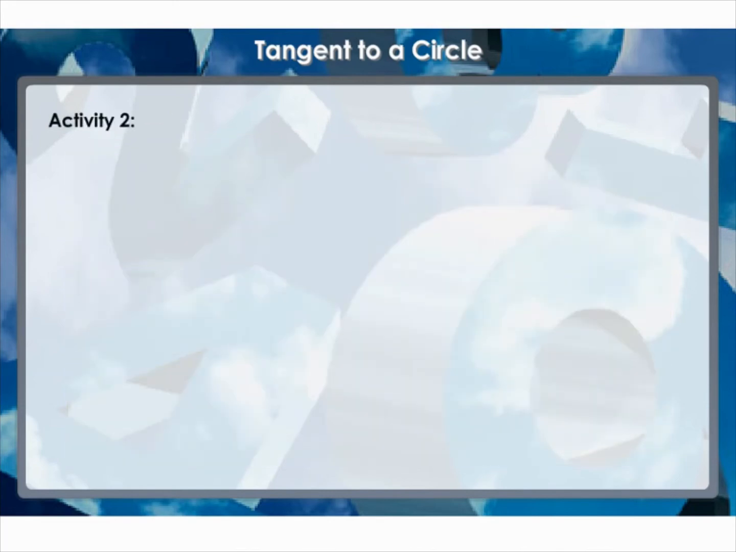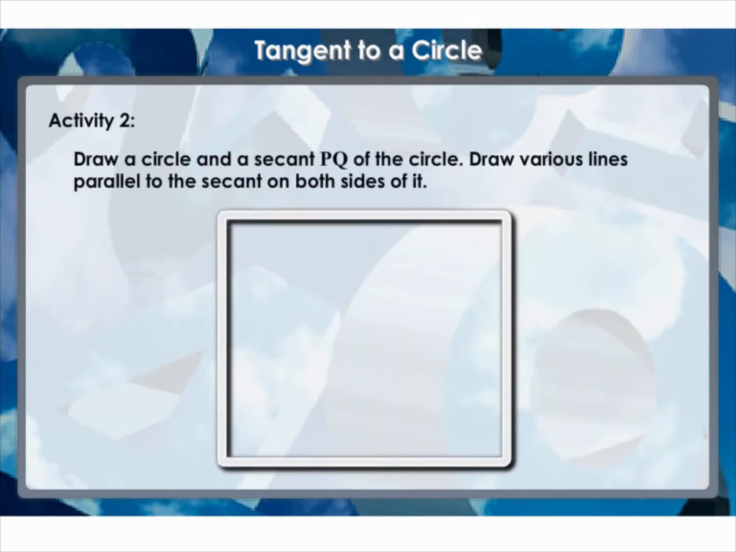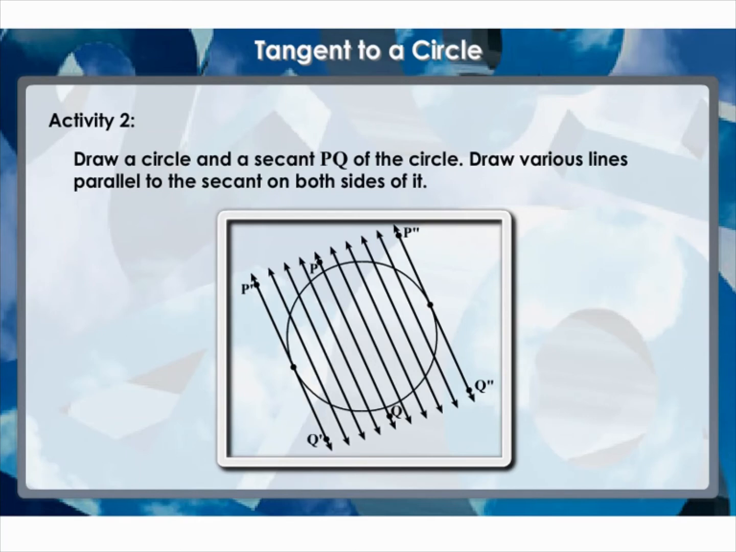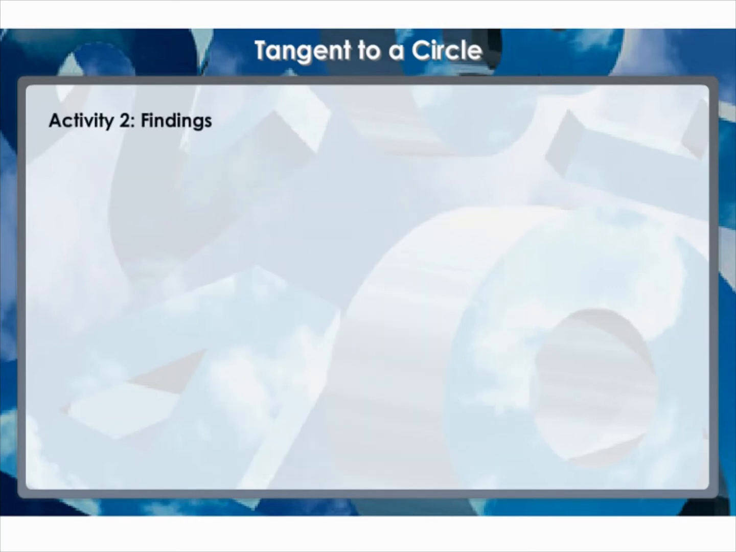Let's go to another activity and list the findings. Draw a circle and a secant PQ of the circle. Draw various lines parallel to the secant on both sides of it. Let's list the findings of this activity.